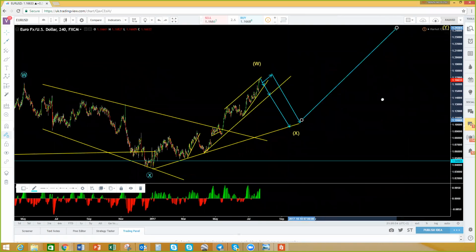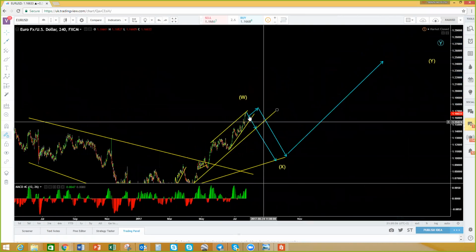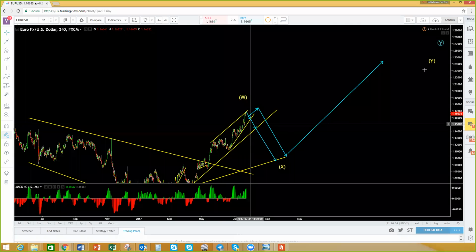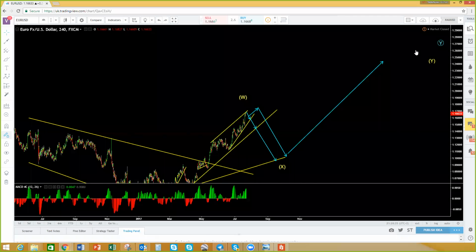Right. I hope that is clear. So that is Euro US dollar. It is still on a very strong uptrend. We don't just sell for the sake of selling. We need to get confirmations. All right. So I'm going to go to the next chart.